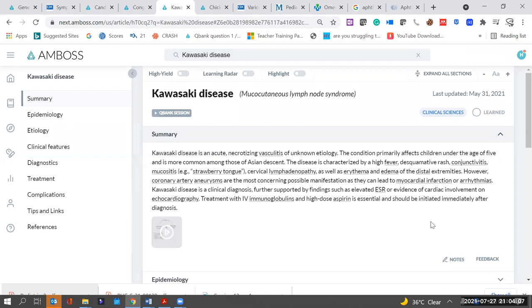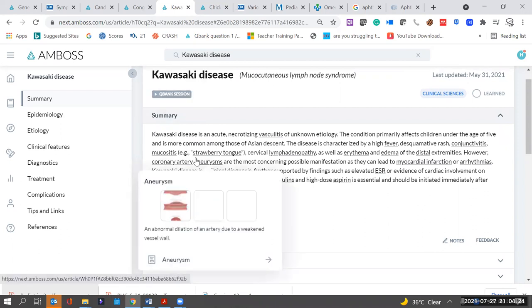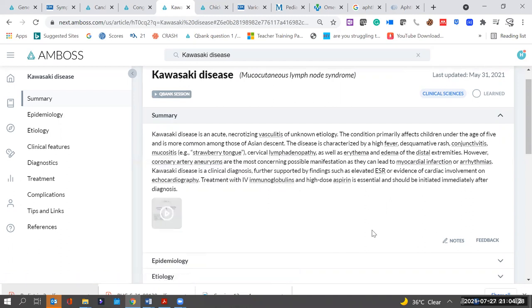The condition primarily affects children under the age of 5 and is more common among those of Asian descent. The disease is characterized by high fever, desquamative rash. Think about everywhere in the body where there are vessels; they can present with manifestations. So conjunctivitis can be there, mucositis will be there. Once you examine the tongue, it will be like a strawberry tongue. So if strawberry tongue is mentioned, that's a clear case of vasculitis.